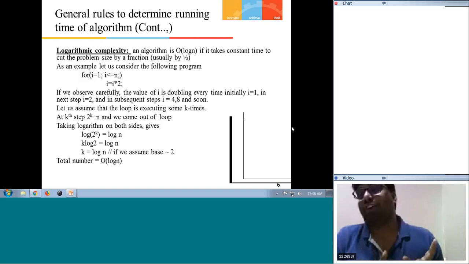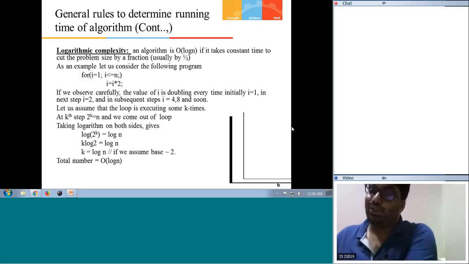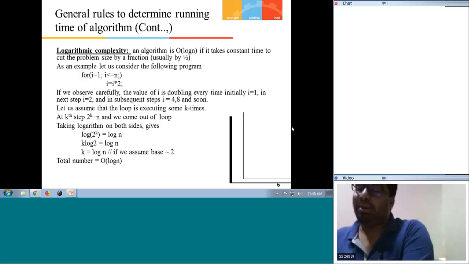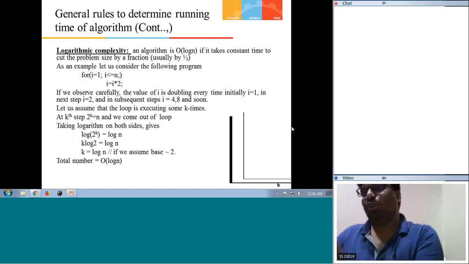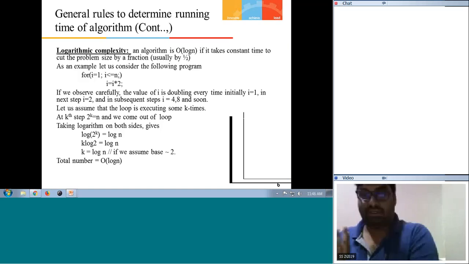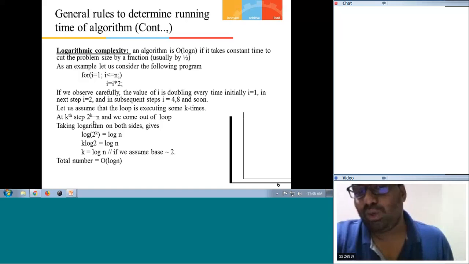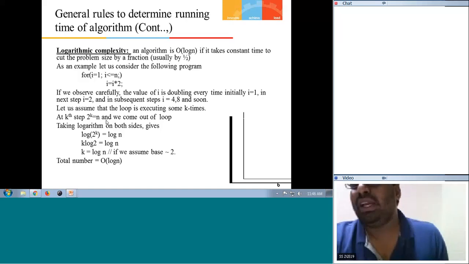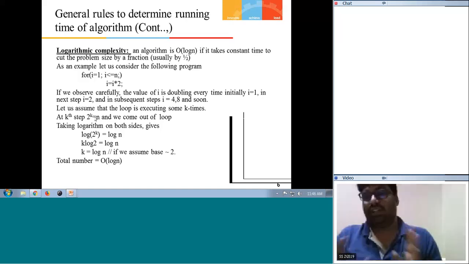Yes, it should be some power of 2. Correct. So I'm at k step, so 2 to the power of k will be the value of n, right? Would you agree with that? 2 power k, because I'm at k step and my multiplication is happening with 2. If I am at k step, 2 to the power of k will be the number I am coming out of the loop with, or if it is the last iteration. Right? Now that's clear. Now if I apply logarithm on both sides, log 2 to the power of k is equal to log n.